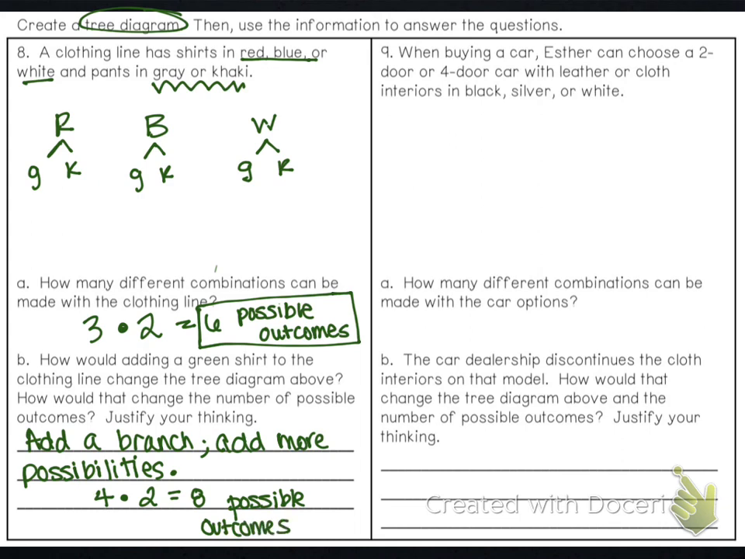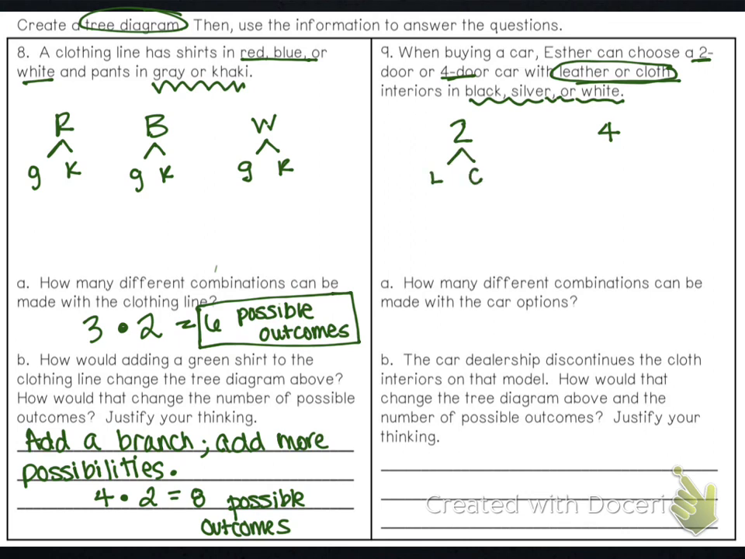When buying a car, Esther can choose a 2-door car or a 4-door car, and then it could have leather or cloth, and then the interior colors can be black, silver, or white. So the first thing that you are selecting is a 2-door car versus a 4-door car. Let's start with our 2-door car. If I chose a 2-door car, now I'm choosing between leather and cloth. So I have 2 options, leather and cloth.